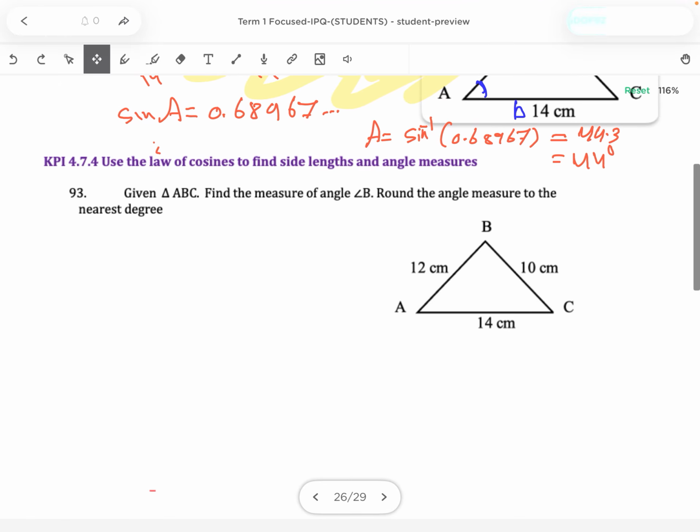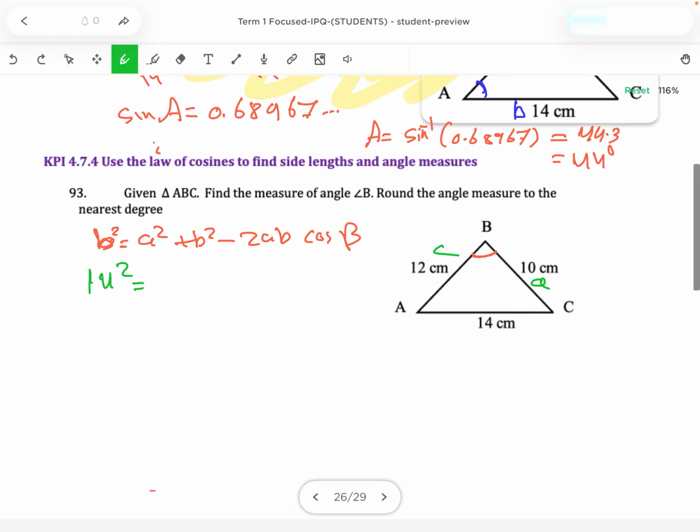Next one, we need the measure of angle B. So unfortunately I have to use the law of cosine. B squared equals A squared plus C squared, no, there is no angle given, minus 2AC cosine capital B. Replace: 14 squared equals, this is small a, this is small c, this one is small b, opposite to each angle, times 10 times 12.